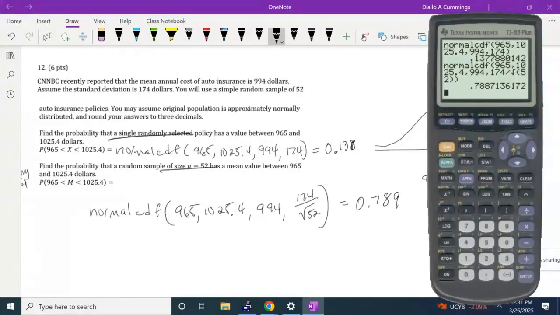And I also looked at the answer for that problem. They give you a couple of answers. One is 0.789, one is 0.788, I guess to account for rounding error. All right, any questions about 12?